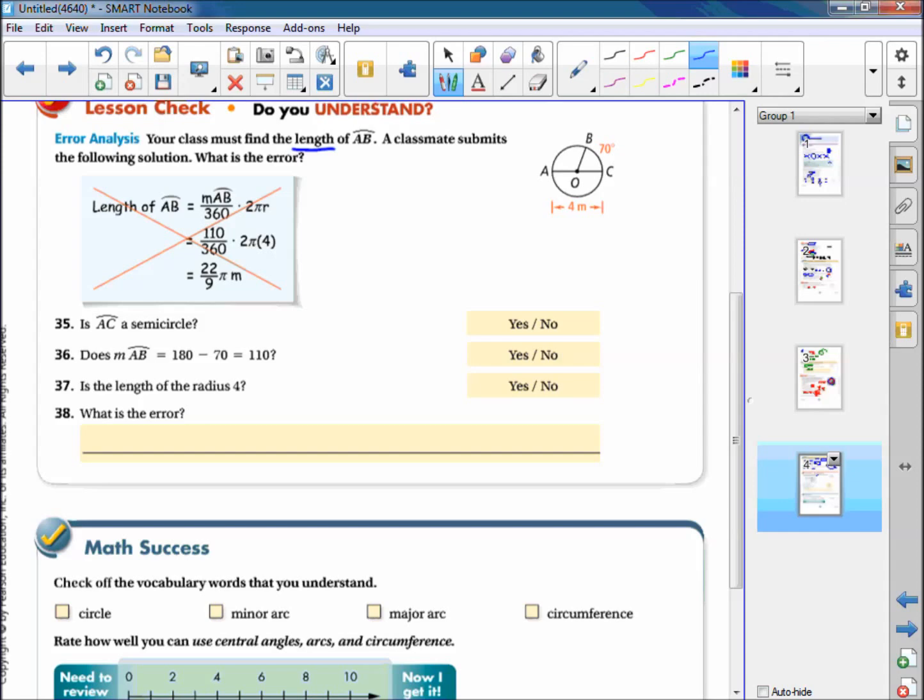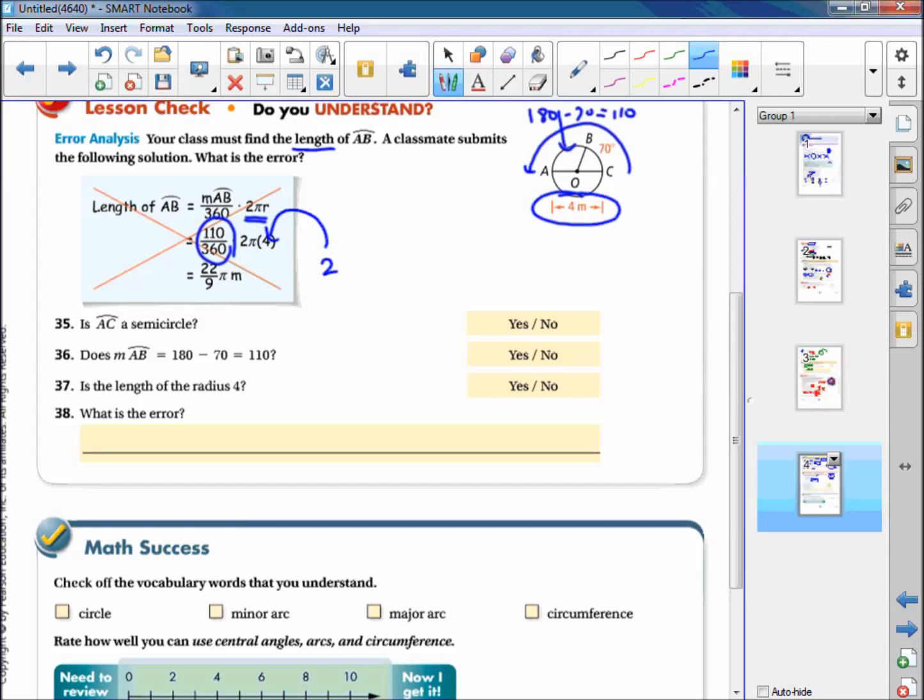So the measure of AB, well, let's see. The measure of AC was 180. So AB is going to be 180 minus that 70, which will give us 110. So the measure of AB is 110. So this is good. 110 over 360. And then we're going to times it by 2 pi r. All right, so 2 pi r is our formula. But the problem that they did was they used the diameter for the radius. So this should actually be a 2 right here.